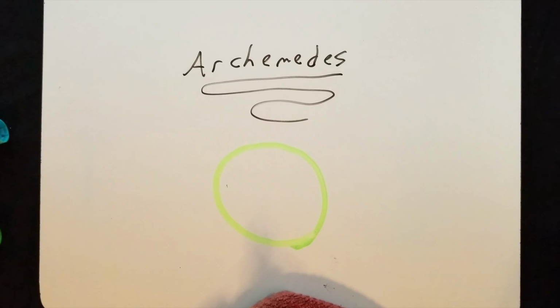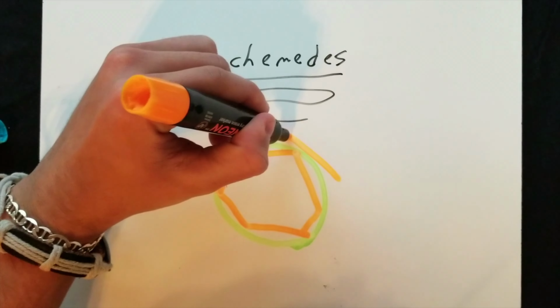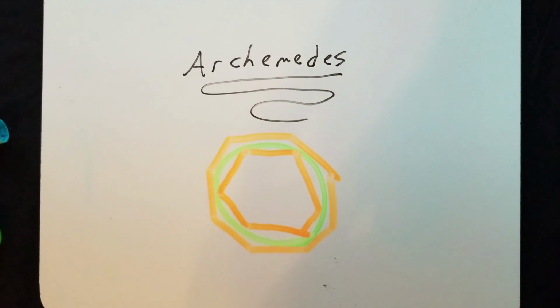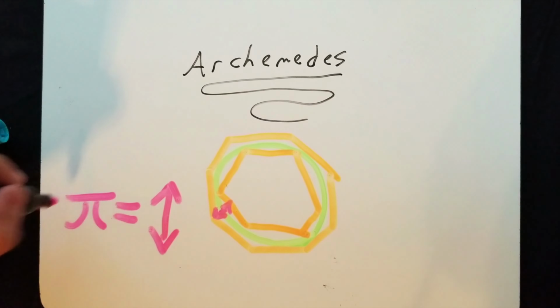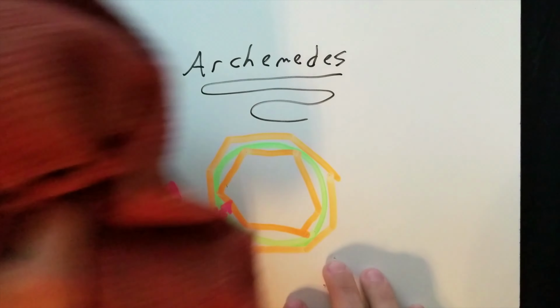His method of doing it was to first draw a regular circle, then draw a regular hexagon both inside and outside the circle. He then used his measurements of all his regular shapes and roughly came up with a number. This number was one of the first rough representations of pi.